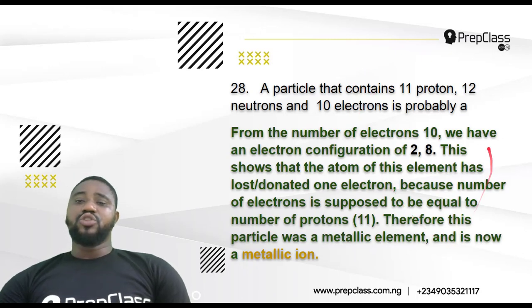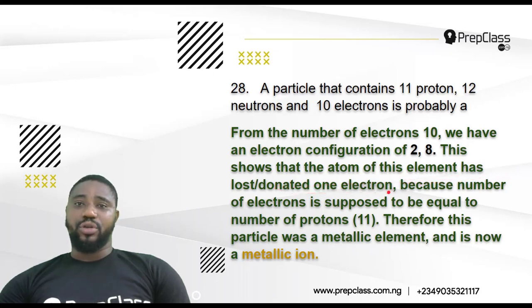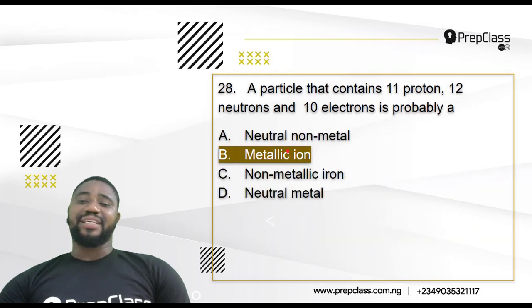I believe you understand. So this shows that the atom of this element has lost or donated 1 electron, because the number of electrons is supposed to be equal to the number of protons, which is 11. Therefore, this particle was the atom of a metallic element, but because it has donated 1 electron, it is now a metallic ion. So the correct answer is that that particle is a metallic ion. Option B is the correct answer.